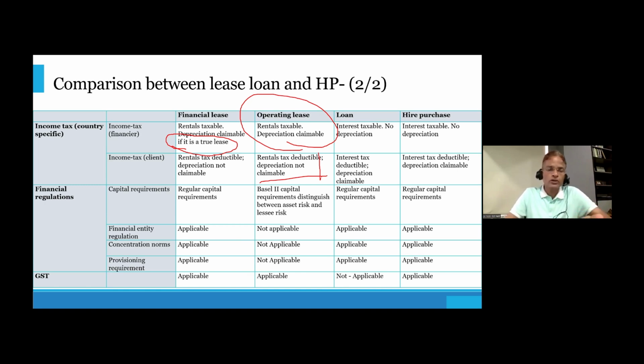lease is not shown as the asset of the lessor. So to go to a tax officer and say that there are assets on my balance sheet which are not showing and I will still claim depreciation on those assets would be quite a tough call.